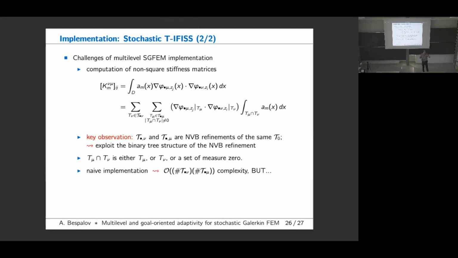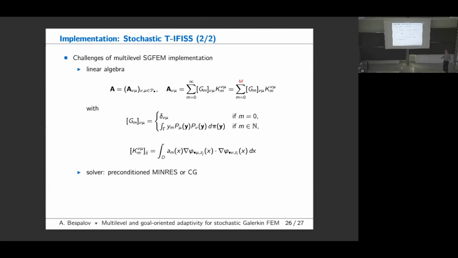You can have a naive implementation that is currently in the code, and it has quadratic complexity. But with the help of someone who knows a little bit of computer science, we can do something standard for computer scientists, a binary search tree algorithm that brings us to linear complexity of this calculation. We are still testing it, but there is good hope that this will work fine. So this is the main challenge in the implementation.